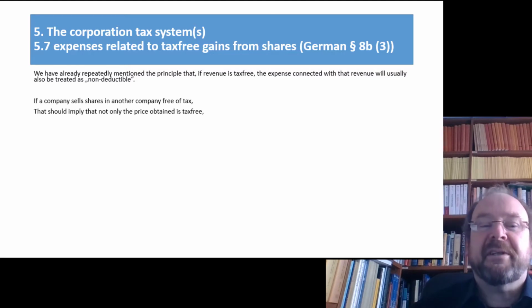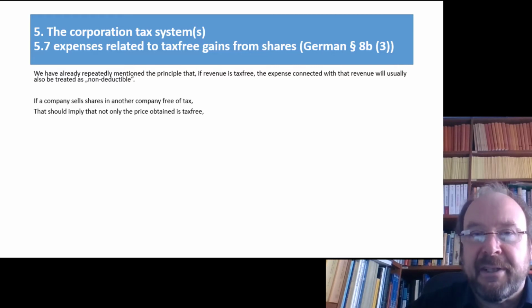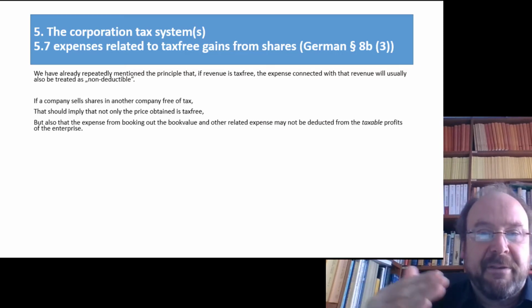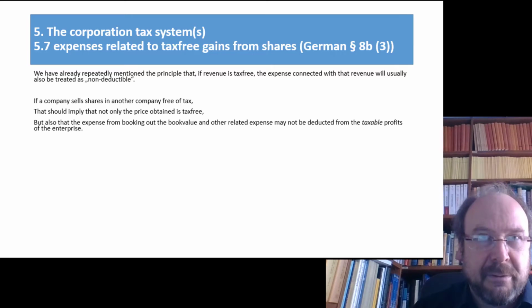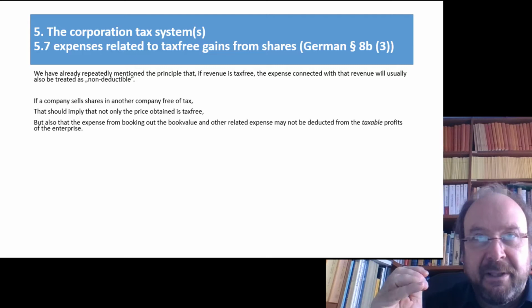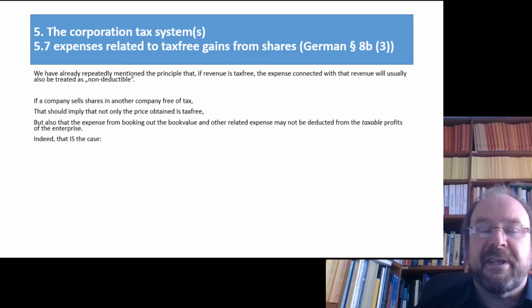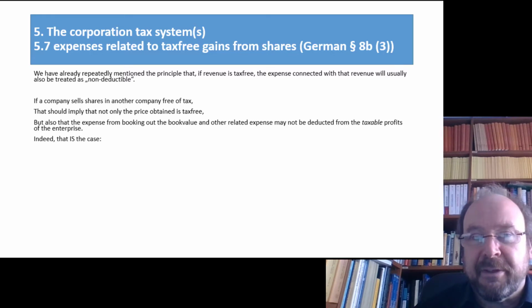So if a company sells shares free of tax in another company, that should imply that not only the price which you get for the shares is tax-free, but that also the book value and the costs of the transaction, so costs for a tax advisor preparing the deal, for a lawyer involved in the contract where you sell the shares and all that stuff, will be non-deductible, that they cannot lower the taxable profit.